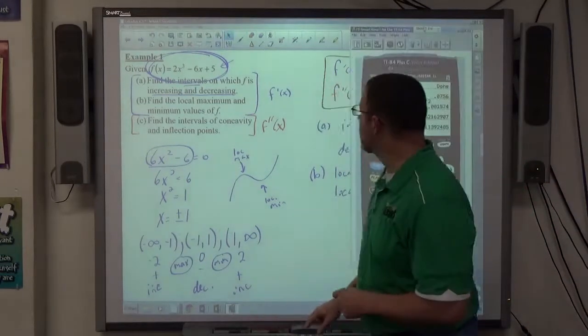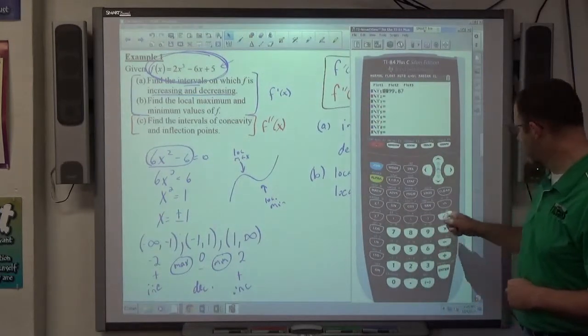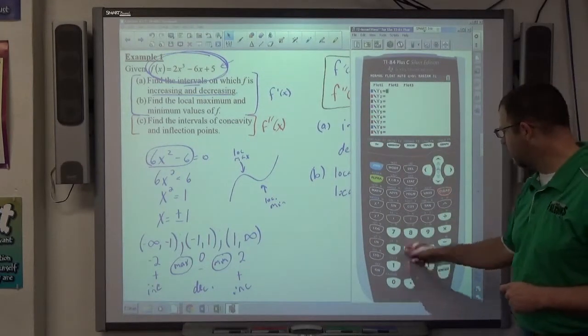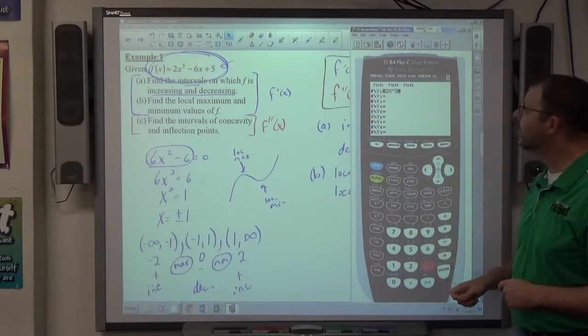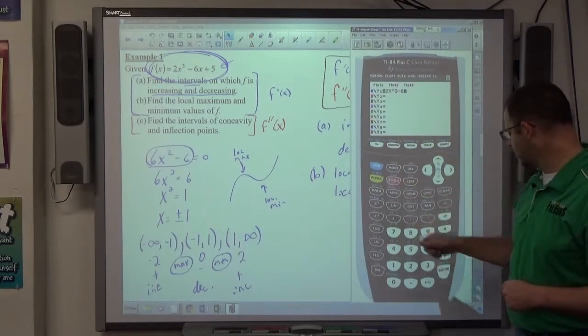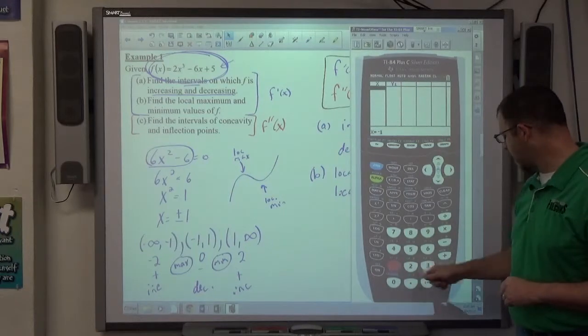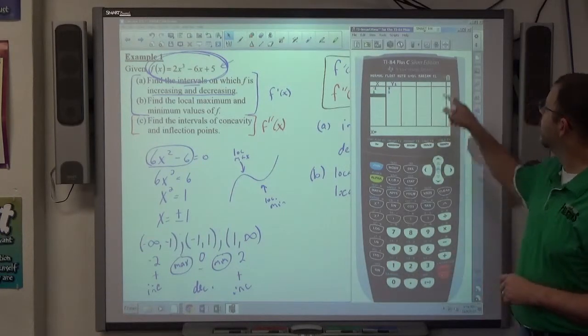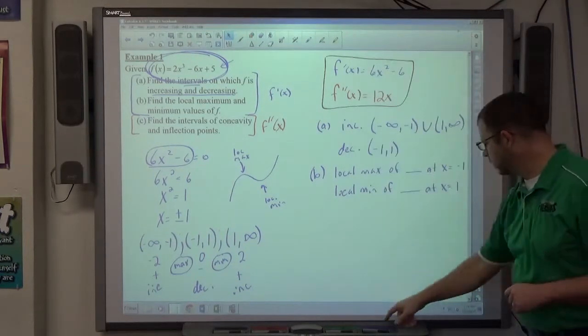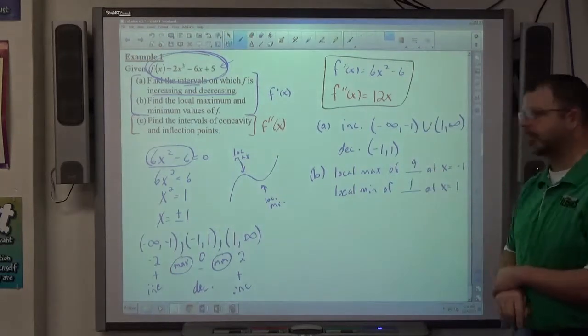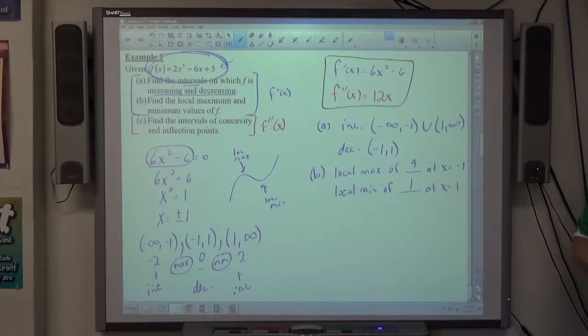My calculator is smart enough to know that. So 2x cubed minus 6x plus 5. And if I type in -1 and +1, I've got 9 and 1. That's everything the first derivative is going to tell me, ever. When's it increasing, when's it decreasing, what's the maximum, what's the minimum? That's what the first derivative answers for me on a graph.